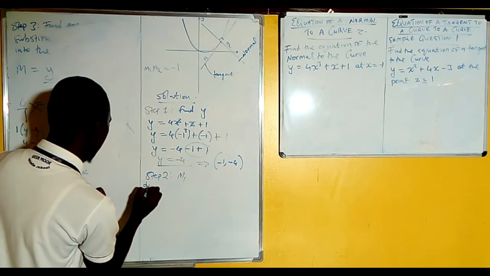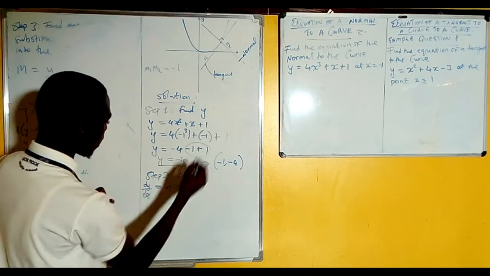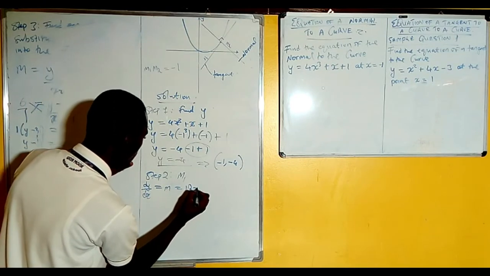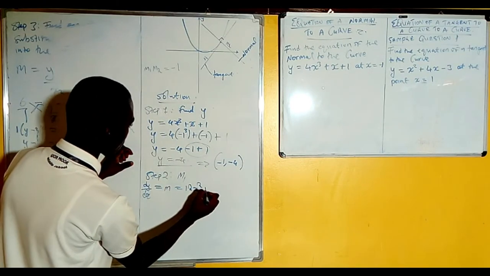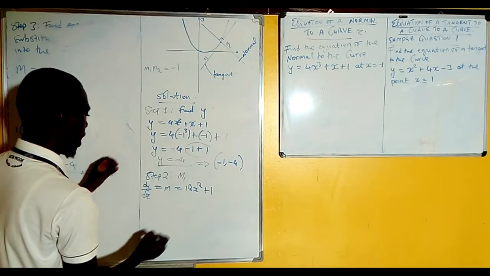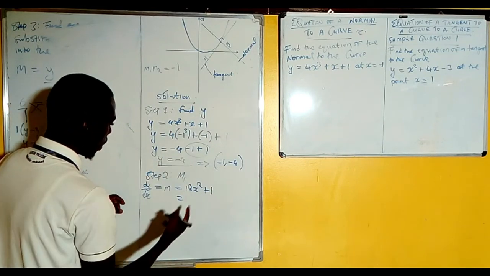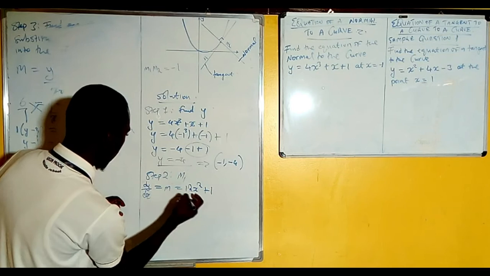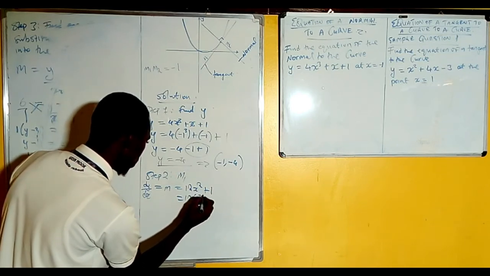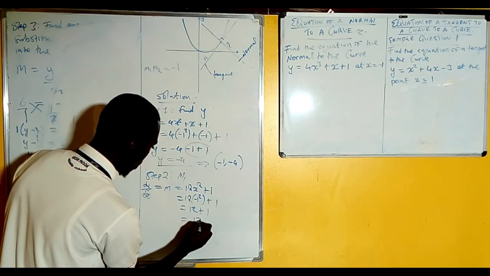So also we say dy by dx is equal to m, which is equal to, so that equation there we are going to go straight forward. The 3 comes down. We are going to have 12x squared plus 1, and it ends there, because 1 minus 1 will give us 0. Anything to the power 0 is 1. So to find the gradient, we put the value of x, so it will be 12 multiplied by negative 1 squared plus 1, so it will be 12 plus 1, which is equal to 13.